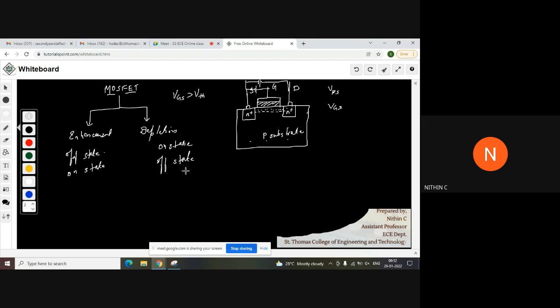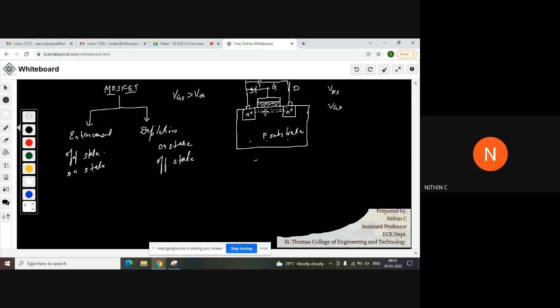Fine. Then we have another classification. Enhancement and depletion are two classifications under that. Now, instead of a P substrate, I can have an N substrate also here, right? Instead of this N plus region, I can have a P plus region. That's possible. In this particular example, what is the type of channel, whether it is a negative channel or a positive channel?